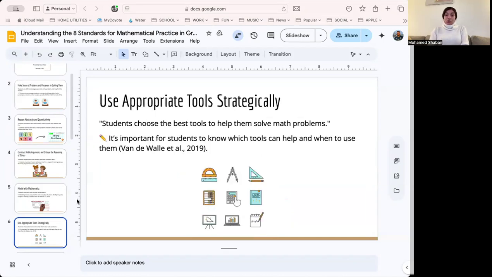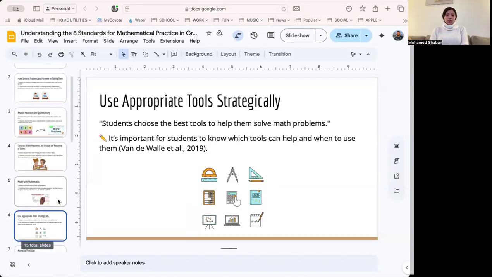Students choose the best tools for their math work, like a number line, calculator, or base 10 blocks. They think about when and why to use each tool. This picture shows a student deciding between a ruler and a digital measuring tool.